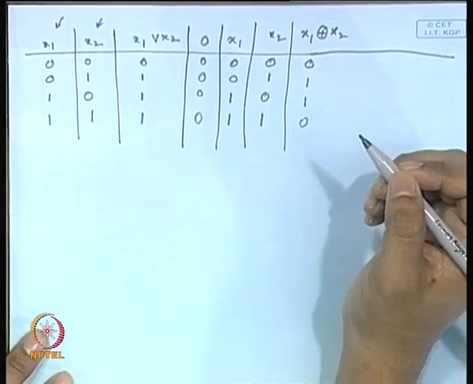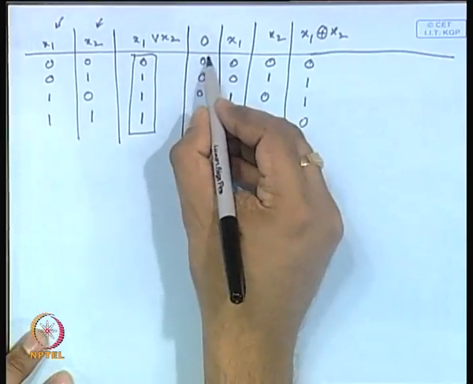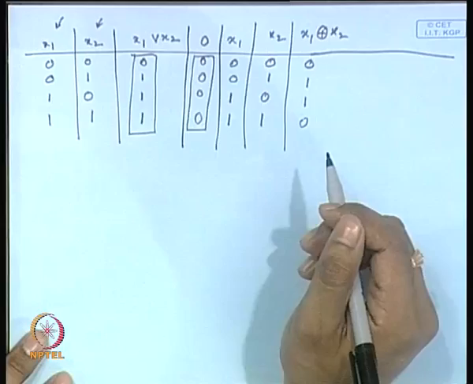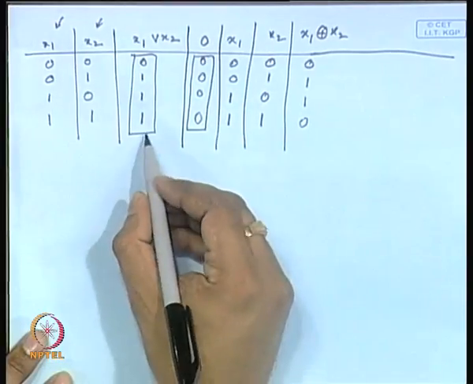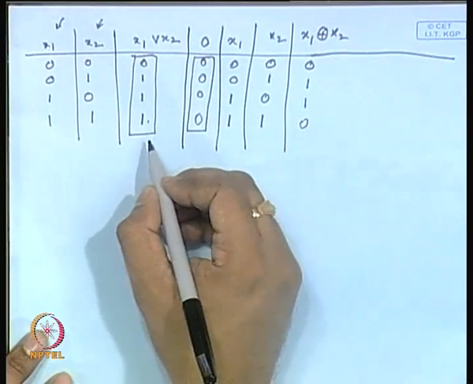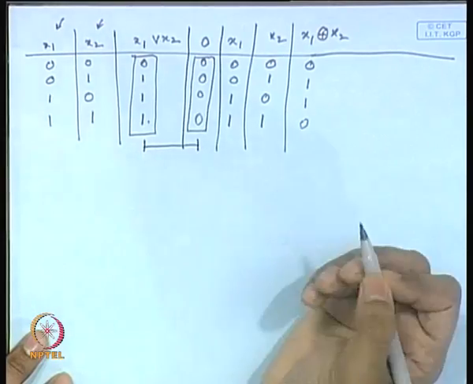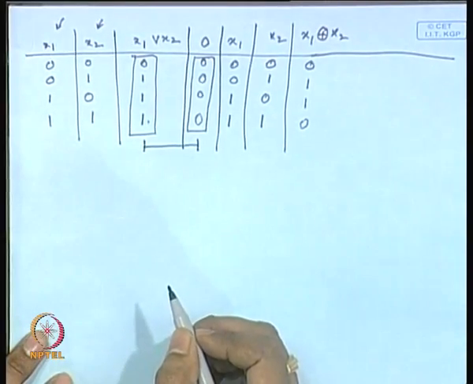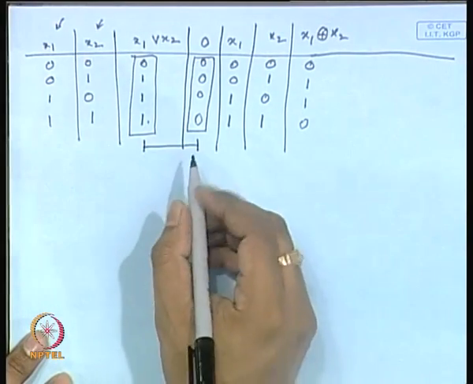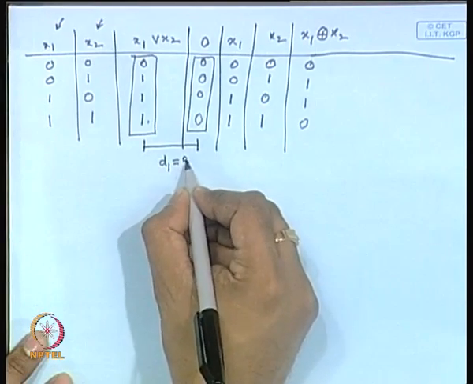Okay. Next, I take this particular truth table and all the possible linear functions, and I find the Hamming distance of these truth tables with this truth table. That's why we defined the term Hamming distance. So what is the corresponding Hamming distance of these two truth tables? How many cases do they differ? They differ in 3 cases. Okay, so that is D1, I call it 3.